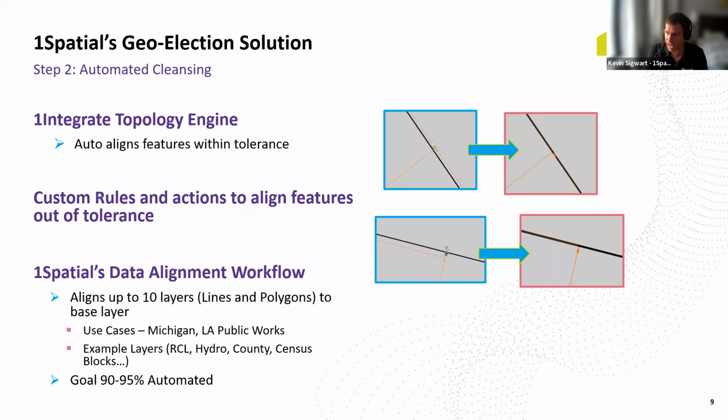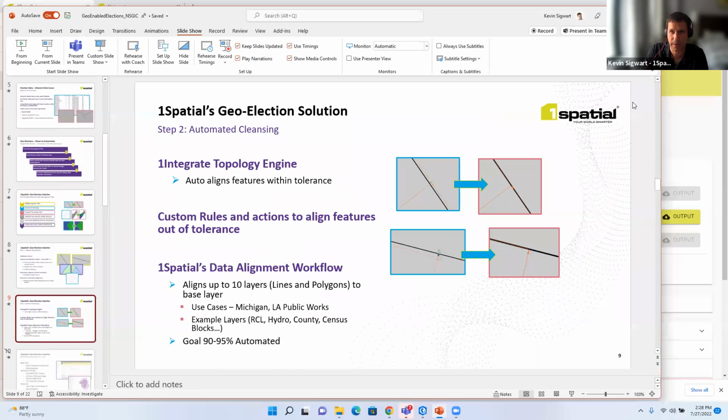And to do that, we try to shoot for 90 to 95% automation. And in LA, I think we were around 95%, and then in the Michigan project, we were right around 97% automation. So being able to alleviate some of this pain of trying to actually correct that data in an automated fashion. So let's take a look at that real quick.